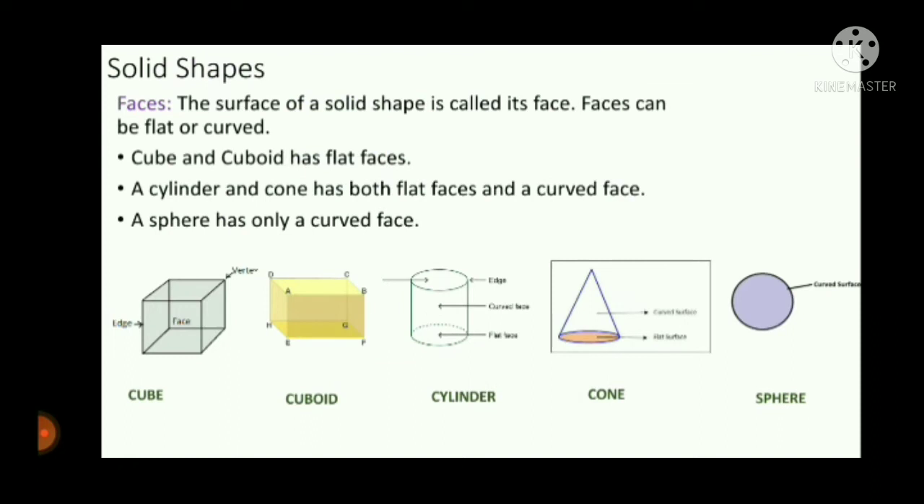So as we said, the surface of a solid shape is called its face. A face can be flat or curved. Cube and cuboid have flat faces. A cylinder and cone have both flat faces and a curved face. And a sphere has only a curved face.